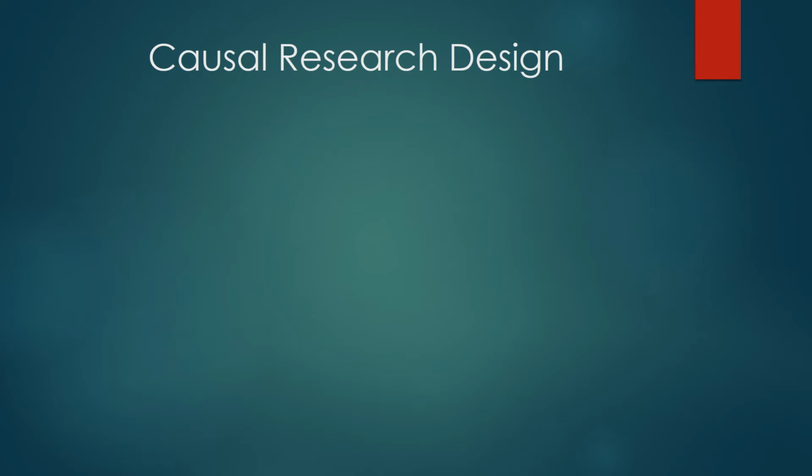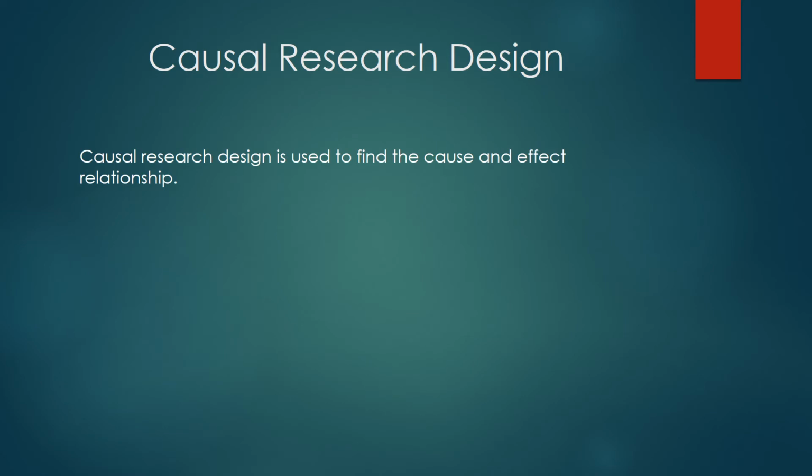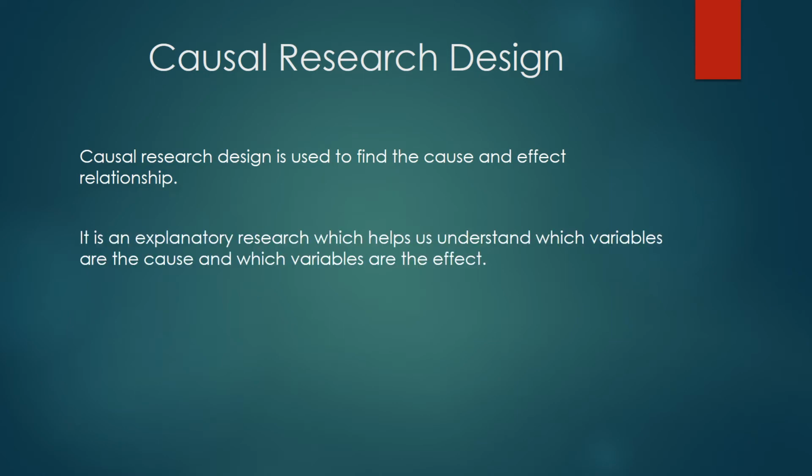And the last type of research design is causal research design. And this type of research design is used to find the cause and effect relationship between variables. It is an explanatory research which helps us understand which variables are the cause and which variables are the effect.